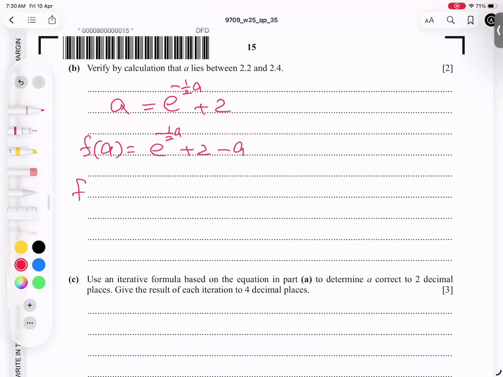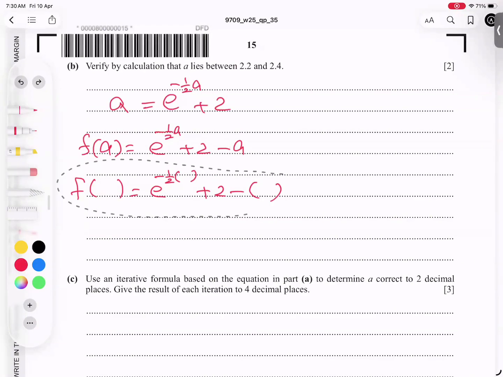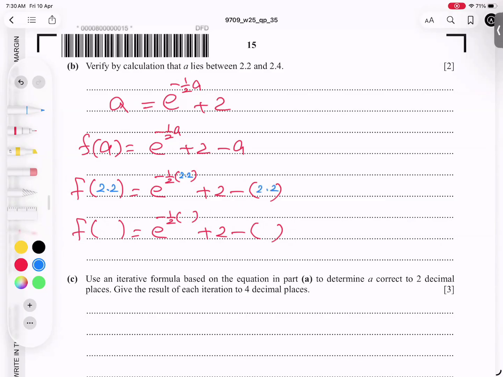Now, how many a's are replaced by 2.2? So 2.1, one minute. Let me copy it and paste. Okay. Now I'm starting. So first of all, I'm putting 2.2, 2.2, and 2.2. Then 2.4, 2.4, and 2.4. And I'm going to type in the calculator. You have to do it carefully, and we have to see what values come.